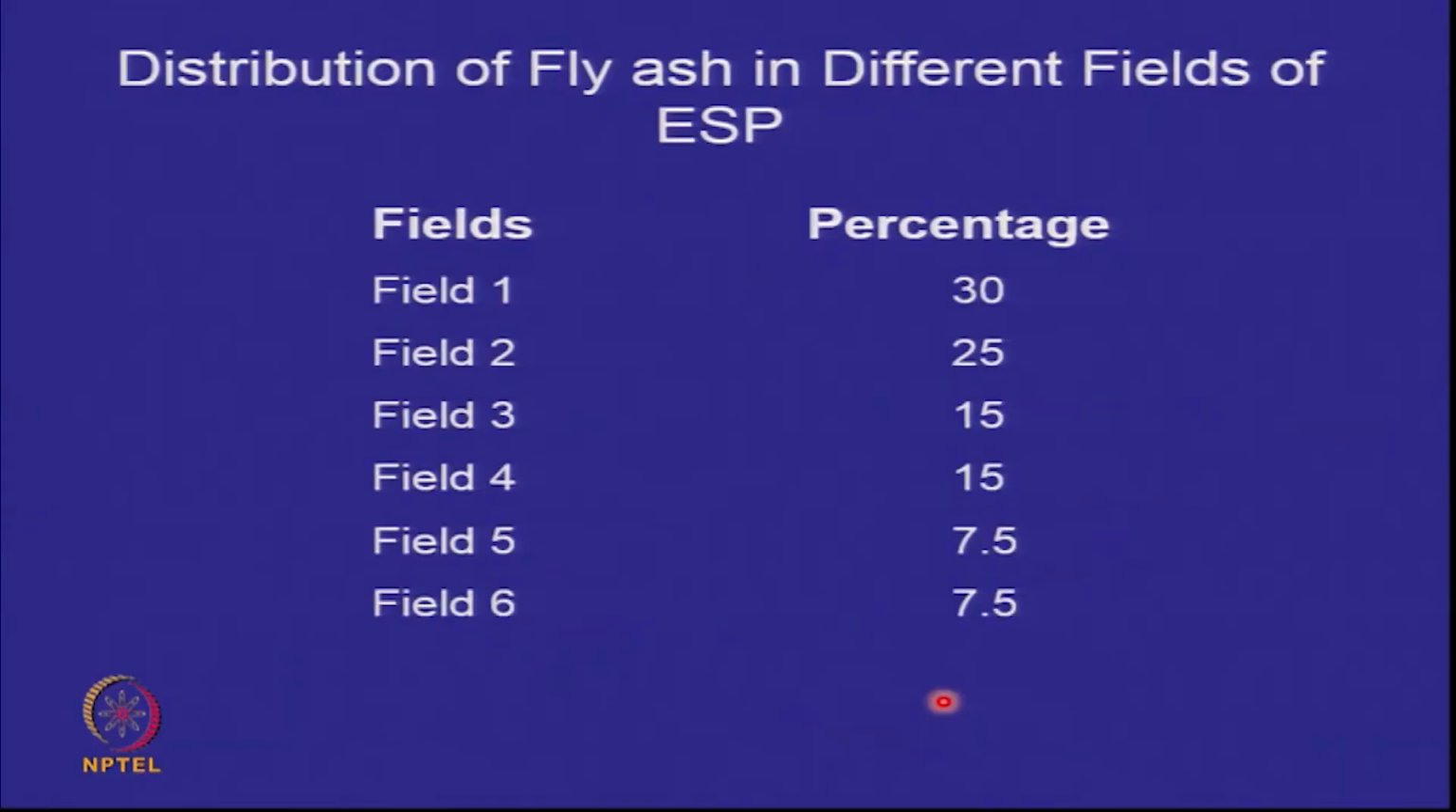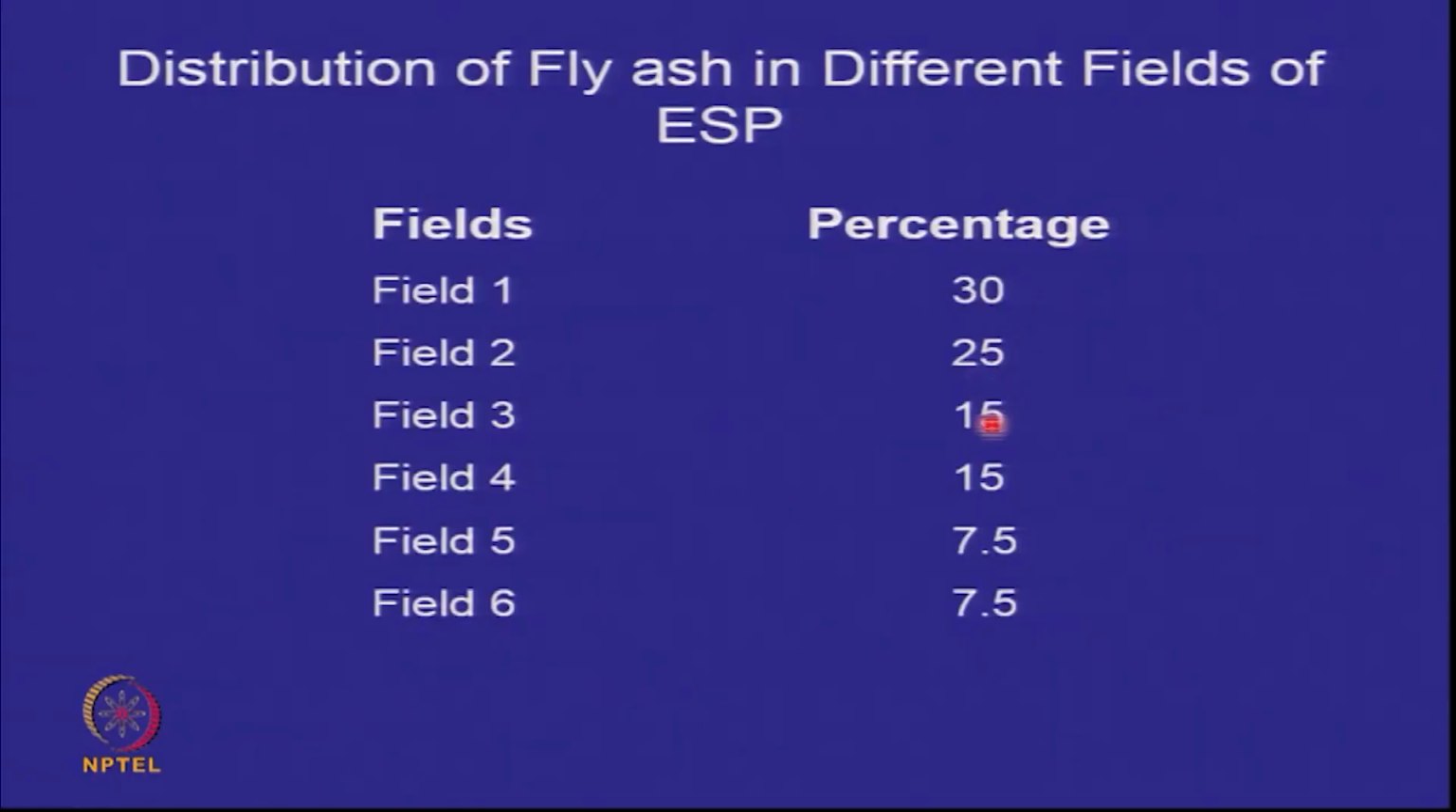If I look at the distribution of the fly ash, you may like to see this. These are highly variable. When I use the word 30 here, it could be 28 to 35. These are just approximate ranges. But the first field, the first set of electrostatic precipitators, captures 30% of the material. So I said total ash is 100, 20 is bottom ash, 80 is fly ash.